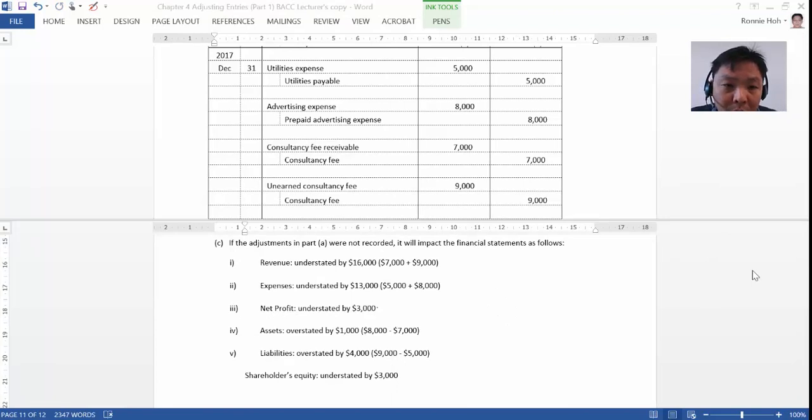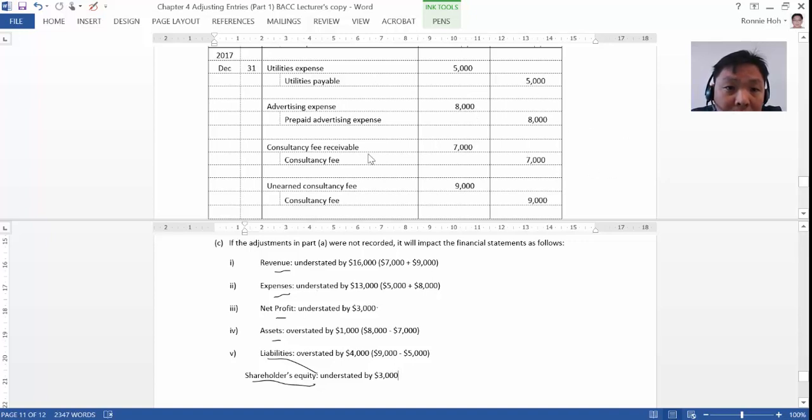Now in part C, we are asked to look at the impact of the adjustments if they were not recorded on the revenue, expenses, net profit, assets, liabilities, and shareholders' equity. So now let's look at each one of them in turn. Let's begin with the impact of omitting these adjusting entries on revenue.